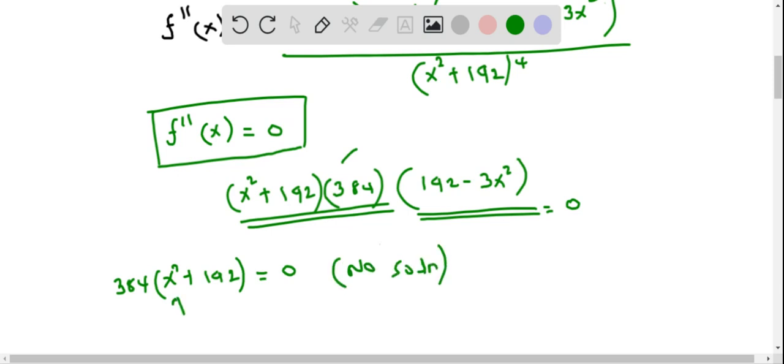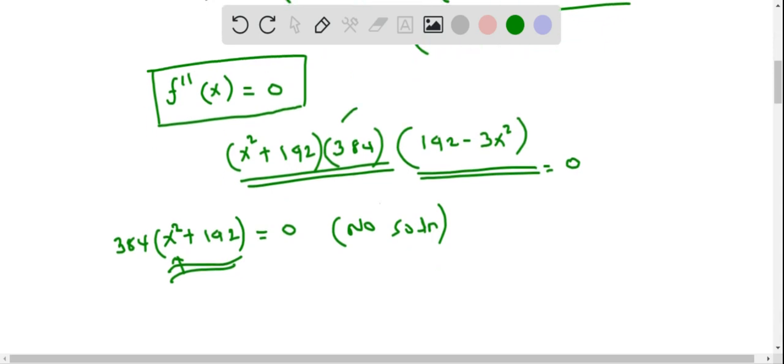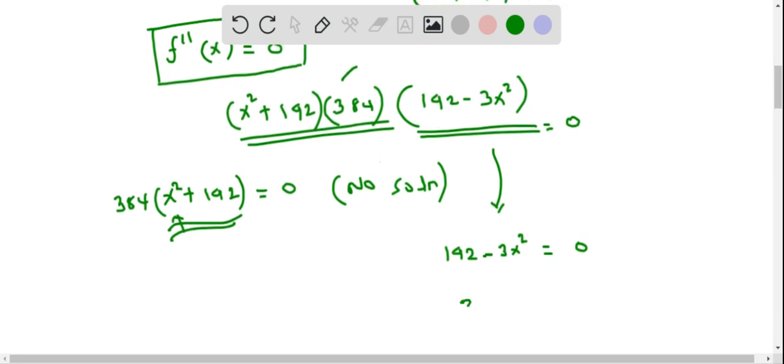because this x squared is always going to be positive, and this inside expression is going to be a positive number rather than 0 for any values of x. So it does not have solution. So therefore we consider another part, that is 192 minus 3x squared, and this equals 0. We can add 3x squared to both sides and solve for x from this one.